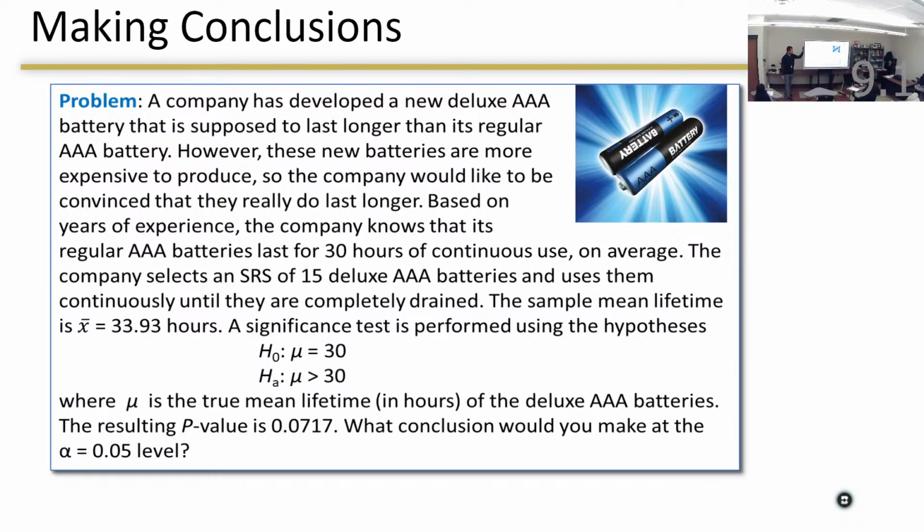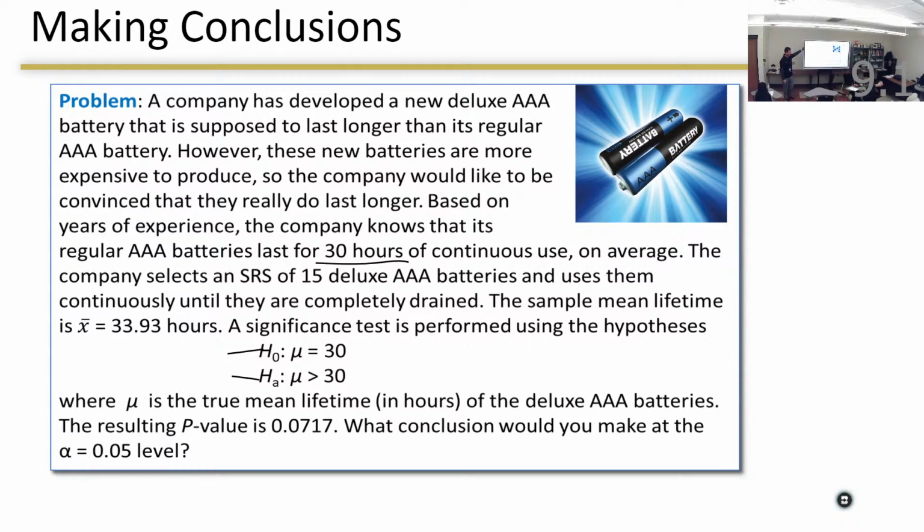Great question here. If you understand this, you're pretty much good for today. A company has developed a new AAA battery that's supposed to last longer than the old AAA battery. However, these new batteries cost more. So the company would like to be convinced: do they really last longer? Based on years of experience, the company knows that the regular AAA battery lasts for 30 hours. There's the Ho: mu equals 30. I'm trying to prove that the new one's greater than 30.